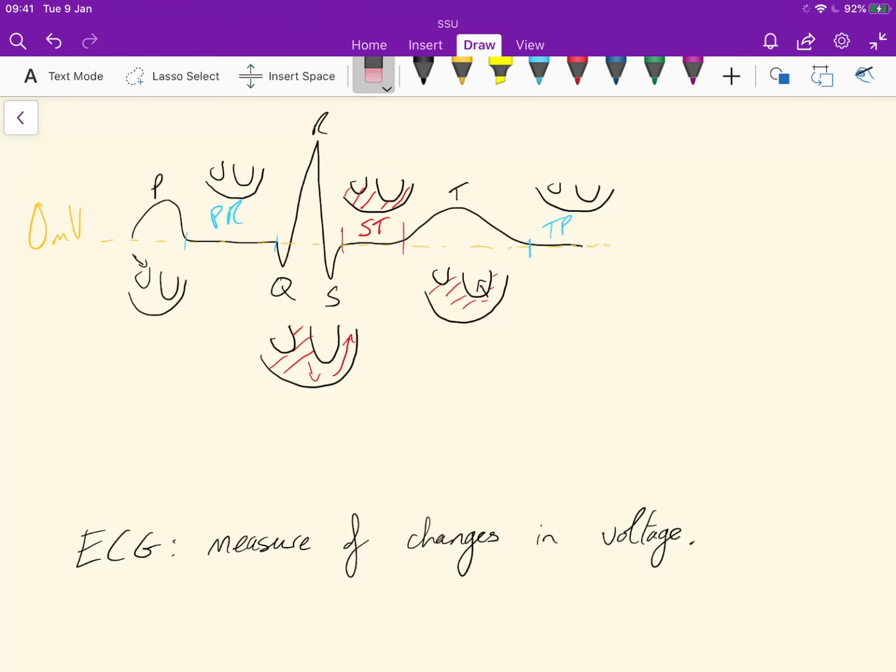So, what does that mean? Well, at all these points where we have 0 millivolts being read, there is no movement of ions, and because there's no movement of ions, there is no change in voltage. Because there's no change in voltage, that means that there's 0 millivolts being read, and that is why at all these points, including the ST segment, it is at 0 millivolts. So in normal healthy tissue, the ST segment is at 0 millivolts. Okay, so hopefully that'll make sense.